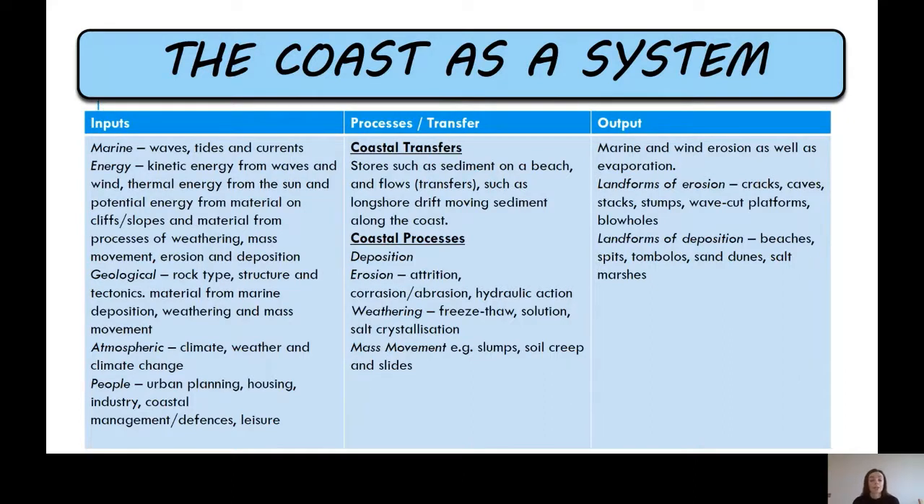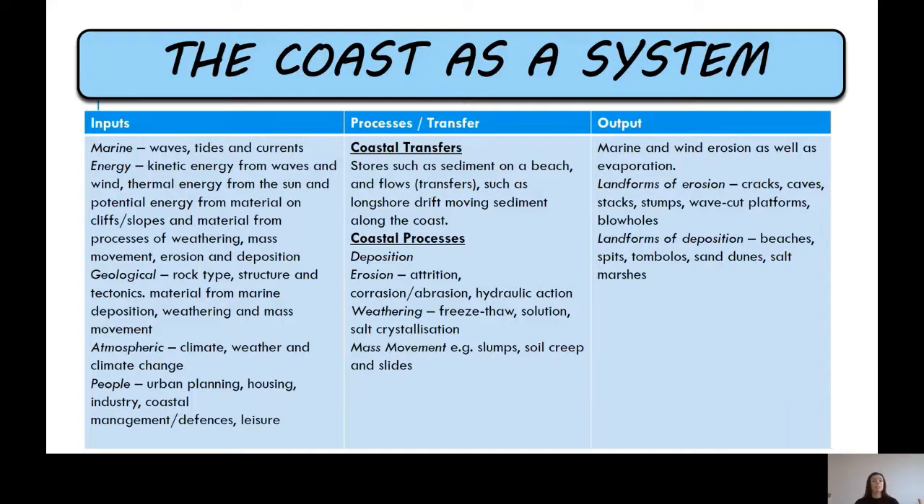Here we have on the screen now is a table with the inputs, processes and transfer and outputs all on one slide. The inputs to the system, which inputs energy to the system, are marine, so waves, tides and currents. Energy that comes from the kinetic energy from waves and wind, and energy from the sun. Geological, so we've got rock type, structure and material from marine deposition, weathering and mass movement. We have atmospheric inputs such as climate, weather and climate change.